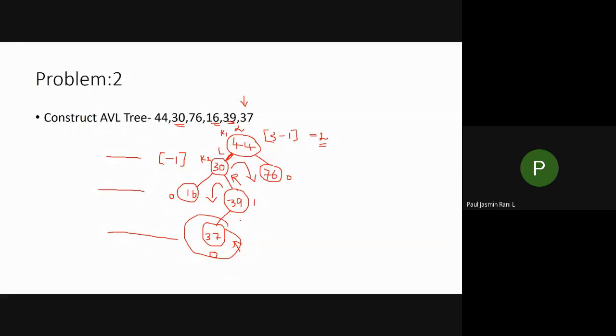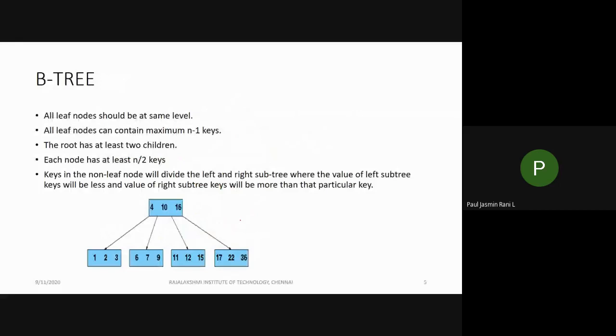Okay. So next, let us see the next topic. The next one is the B tree. A B tree is another special tree. It is not a binary tree. In a binary tree, each and every node has at most two children, that is, you should have only a maximum of two branches in each node.